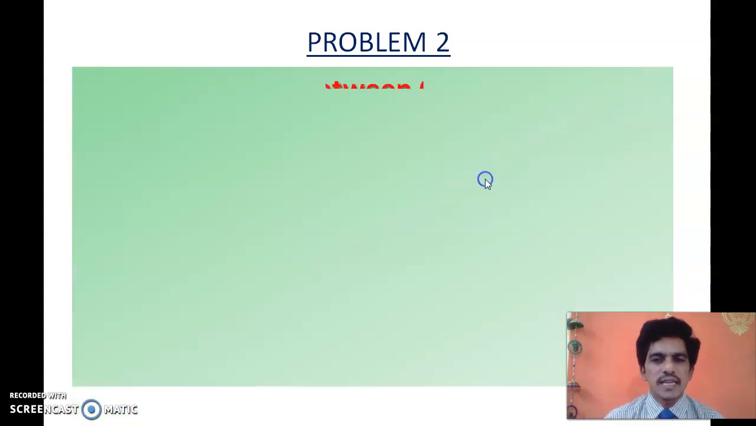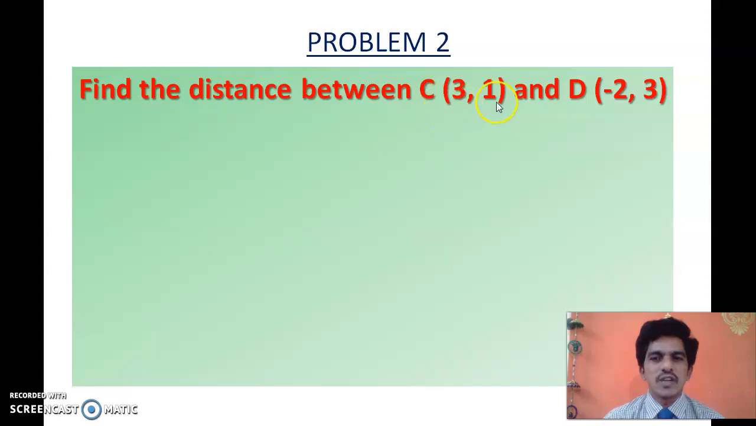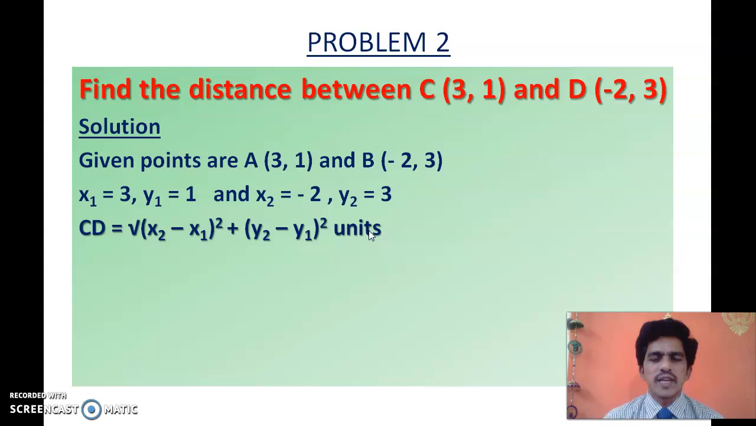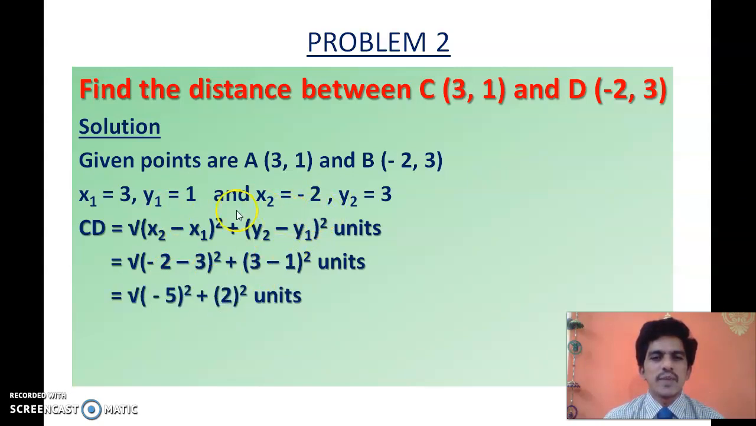Now let us take another example. Here we have taken C, 3, 1 and G, minus 2, 3. Once again, you have to write the formula square root of x2 minus x1 whole square plus y2 minus y1 whole square. X1 is 3, y1 is 1, x2 is minus 2, y2 is 3. So when you substitute them, minus 2 minus 3 whole square plus 3 minus 1 whole square. Minus 2 minus 3 is minus 5 whole square. 3 minus 1 is 2 square. Minus 5 whole square is 25. 2 square is 4. So this is square root of 29 units.